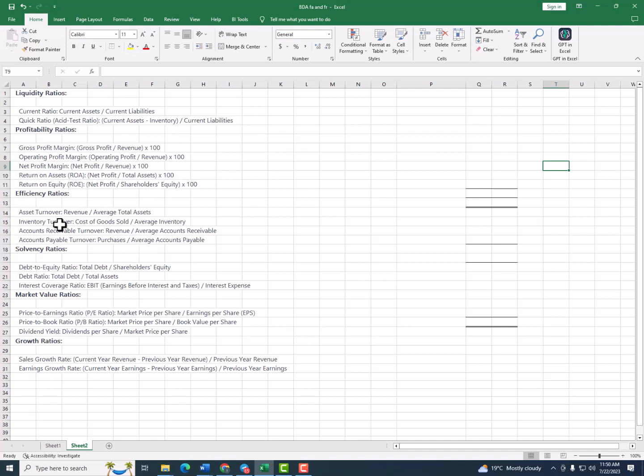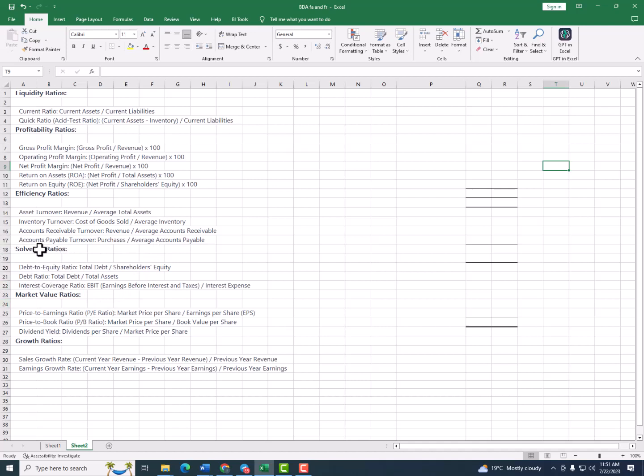Then we have efficiency ratios. Efficiency ratios usually measure how efficient the company is in utilizing its resources to generate revenue. We have asset turnover, which shows how efficiently the company uses its total assets to generate revenue. Then inventory turnover, how efficiently the company uses its inventory to generate revenue. Then accounts receivable turnover and accounts payable turnover, and the formulas are there.